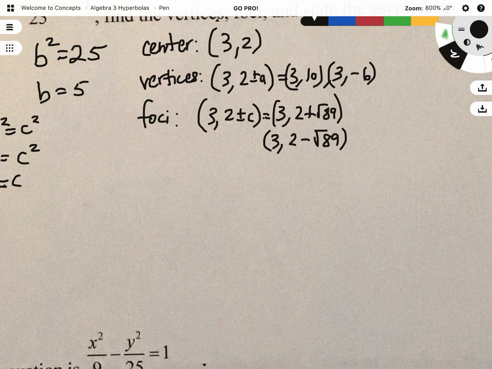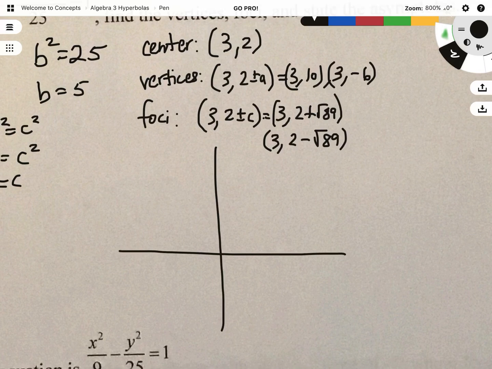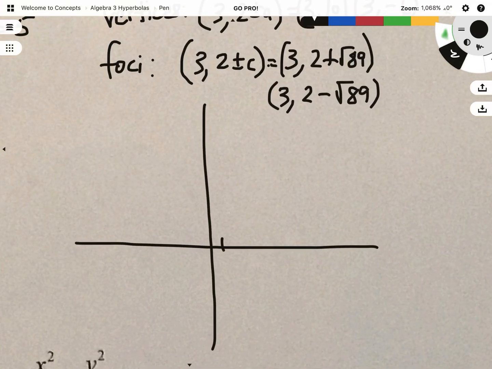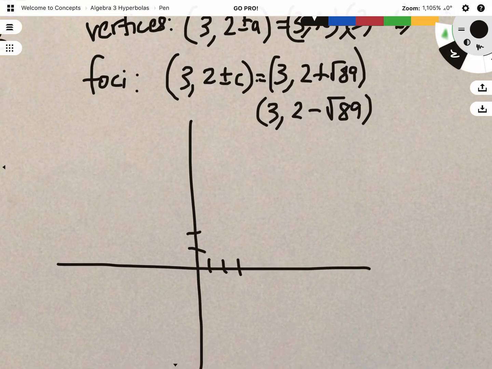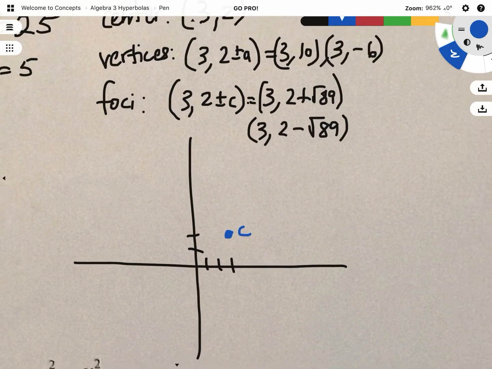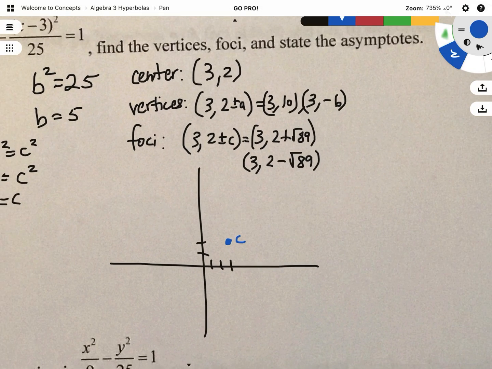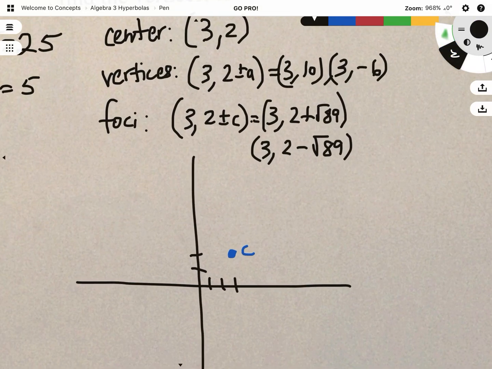Okay, so now let's go ahead and graph it. All right, so our center, we can draw this one a little bit more accurately. 1, 2, 3, 1, 2. There is our center. Let's use blue. Remember, it's opening vertically, up and down. So let's see here. We have 2, 3, 4, 5, 6, 7, 8, 9, 10. 1, 2, 3, 4, 5, 6.